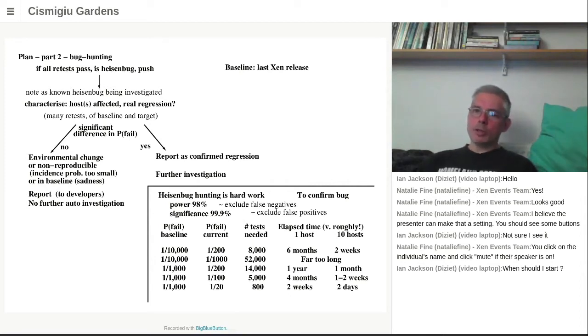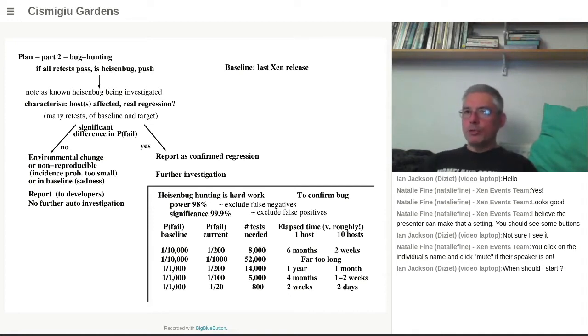And if not, then we could report it as a confirmed regression, and hopefully the release manager and the developers will pay attention to that. I don't know, we haven't always had people taking test failures as seriously as maybe they ought to, but I'm hoping that a confirmed Heisenbug regression would be useful information that people would act on.